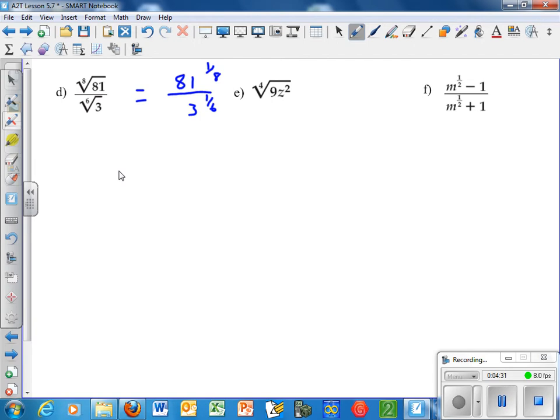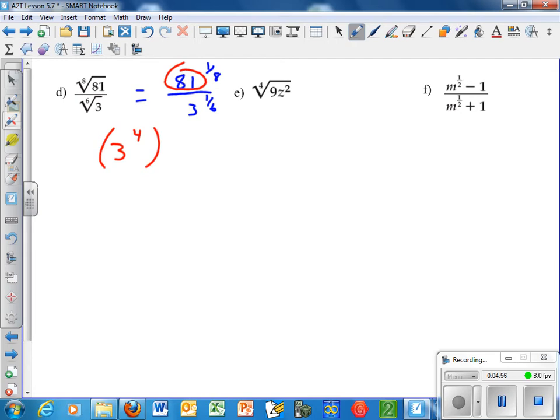Okay, now 81 here can be written with a smaller base. Always write things in a smaller base. I can write that as 9, actually no, I could write it as 9 squared. That's not the smallest base. Actually, 81 is 3 to the 4th power. So I want to write 81 as 3 to the 4th power on top.